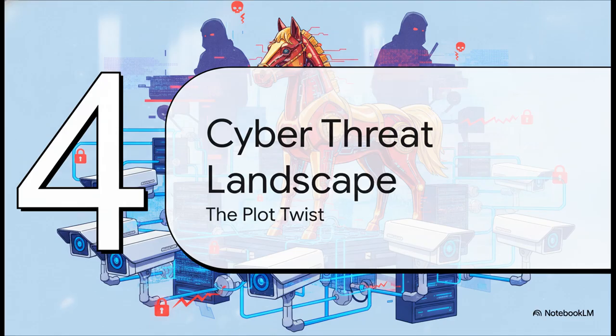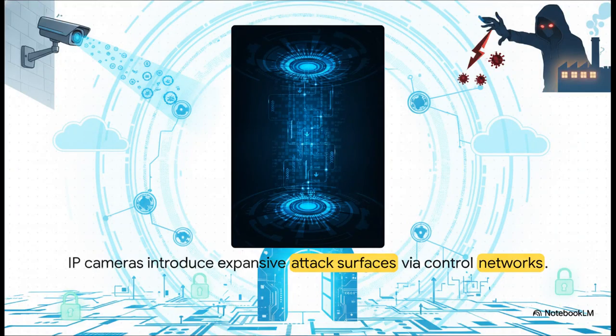Section 4. The cyber threat landscape, the plot twist. Because here is where things get a little scary. The very thing that makes these IP systems so amazing, the connectivity, the edge computing, is exactly what creates massive cybersecurity vulnerabilities. Modern IP cameras aren't just cameras anymore. They have embedded operating systems. They're literally fully connected computers just hanging on your wall.